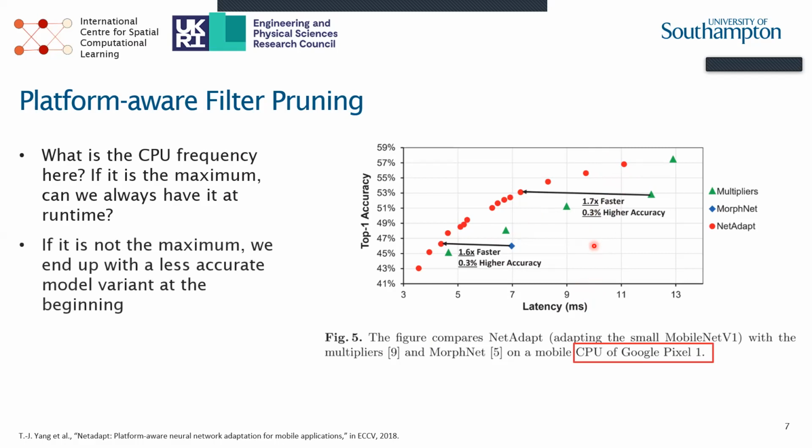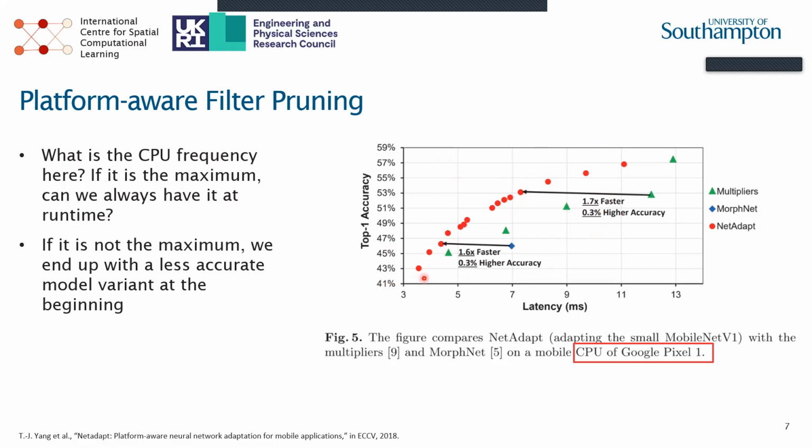But let's say the maximum frequency is 2 gigahertz and we choose 1.5 gigahertz, just to be safe, right? So we can always have 1.5 gigahertz at runtime. But if you do that, you end up with a less accurate model in the very beginning. So what we really want is to have all the trade-offs. We want all the trade-offs.